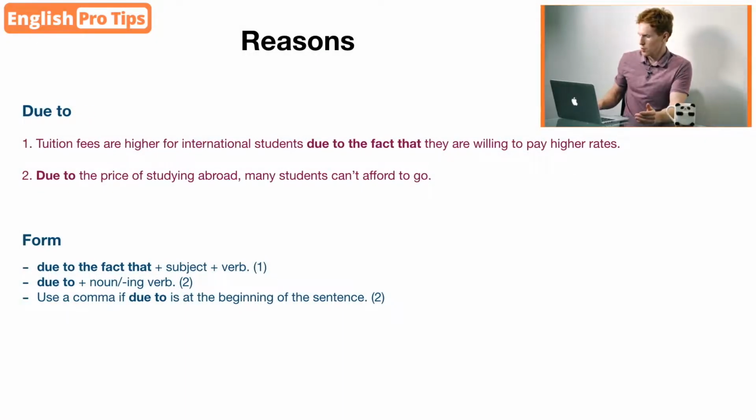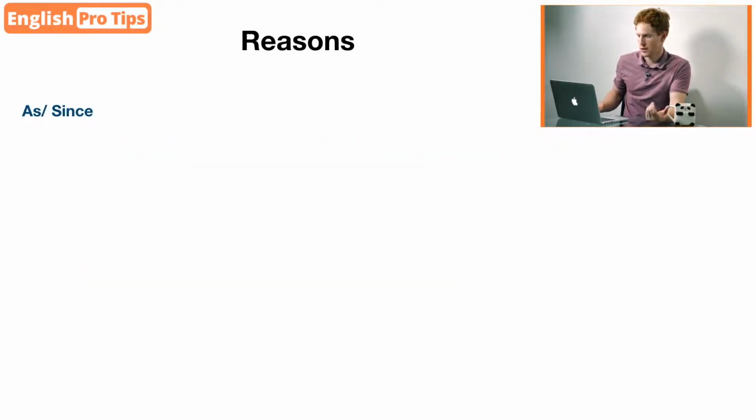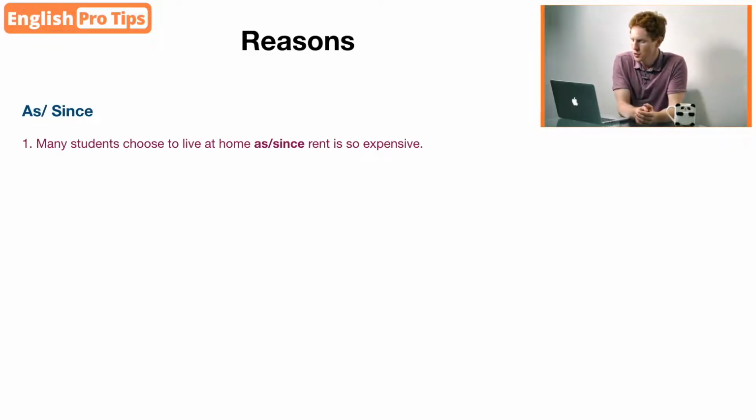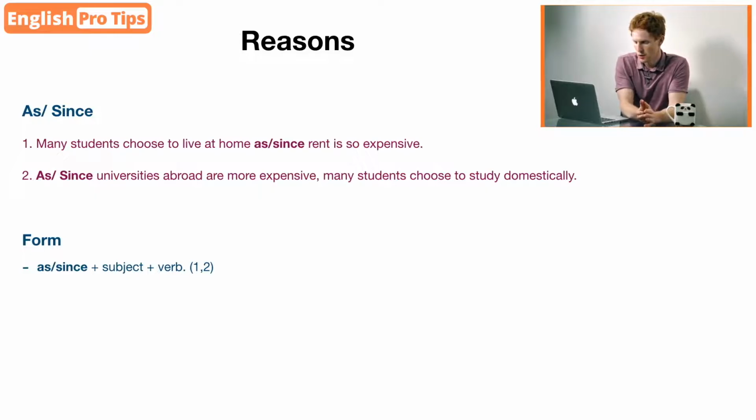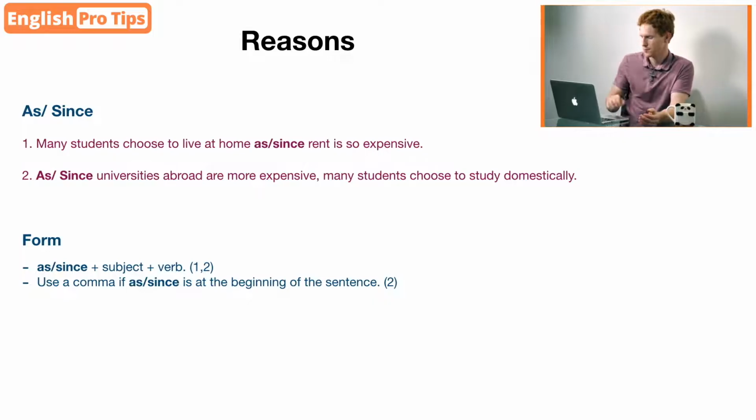Okay? We can also use as or since, and this also gives a reason. Many students choose to live at home as or since rent is so expensive. As universities abroad are more expensive, many students choose to study domestically. Or, since universities are more expensive, many students choose to study domestically. So how do we form these? Well, again, we have as or since plus the subject and a verb. And we use a comma if as or since is at the beginning of the sentence.